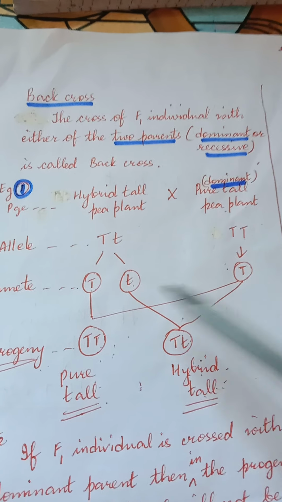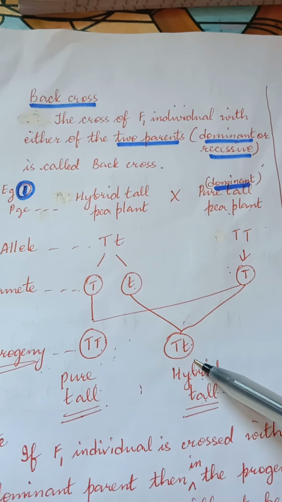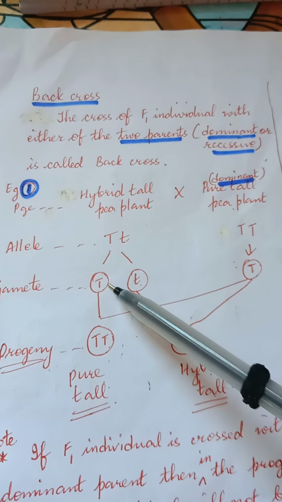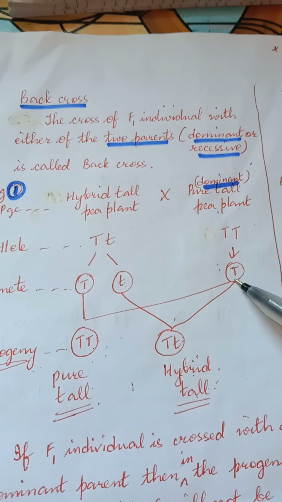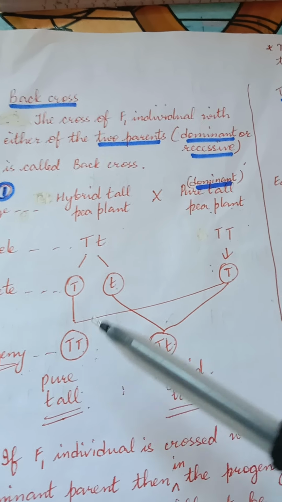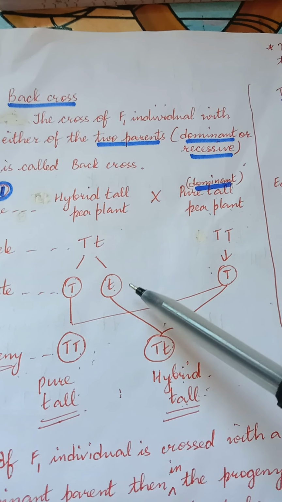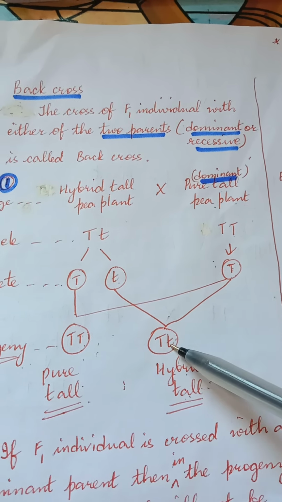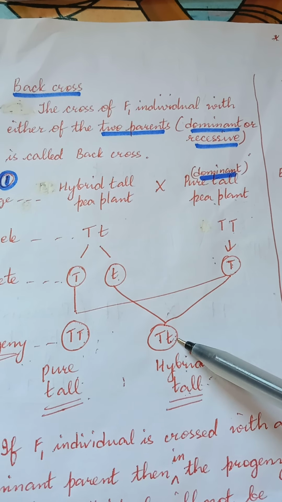Now the gametes will unite, and this you can also do through the checkerboard method. The first possibility is that the gamete carrying capital T factor may unite with the gamete carrying capital T factor, so this will be the genotype of the offspring. Another possibility is that the gamete carrying small t factor may unite with the gamete carrying capital T factor of this parent, so the combination will be capital T and small t.